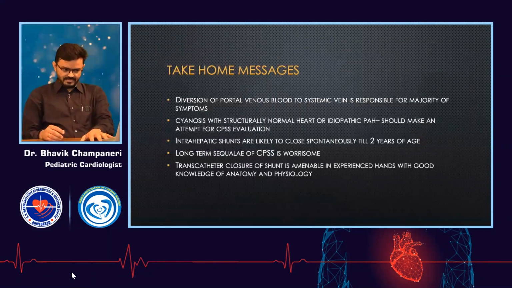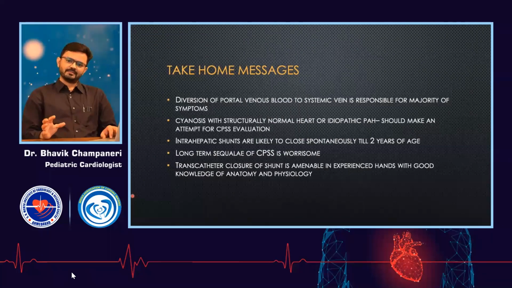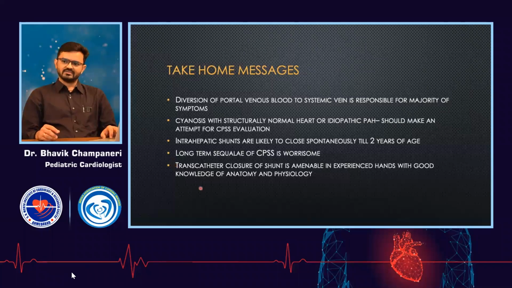Coming to take home messages: diversion of portal venous blood to the systemic vein is responsible for the majority of symptoms. In cyanosis with a structurally normal heart or idiopathic pulmonary arterial hypertension, always make an attempt to look for congenital portosystemic shunt. Intrahepatic shunts are likely to close, and it is always better to wait till 2 years of age. Long-term sequelae of portosystemic shunt are worrisome, and that is the reason it requires early intervention.